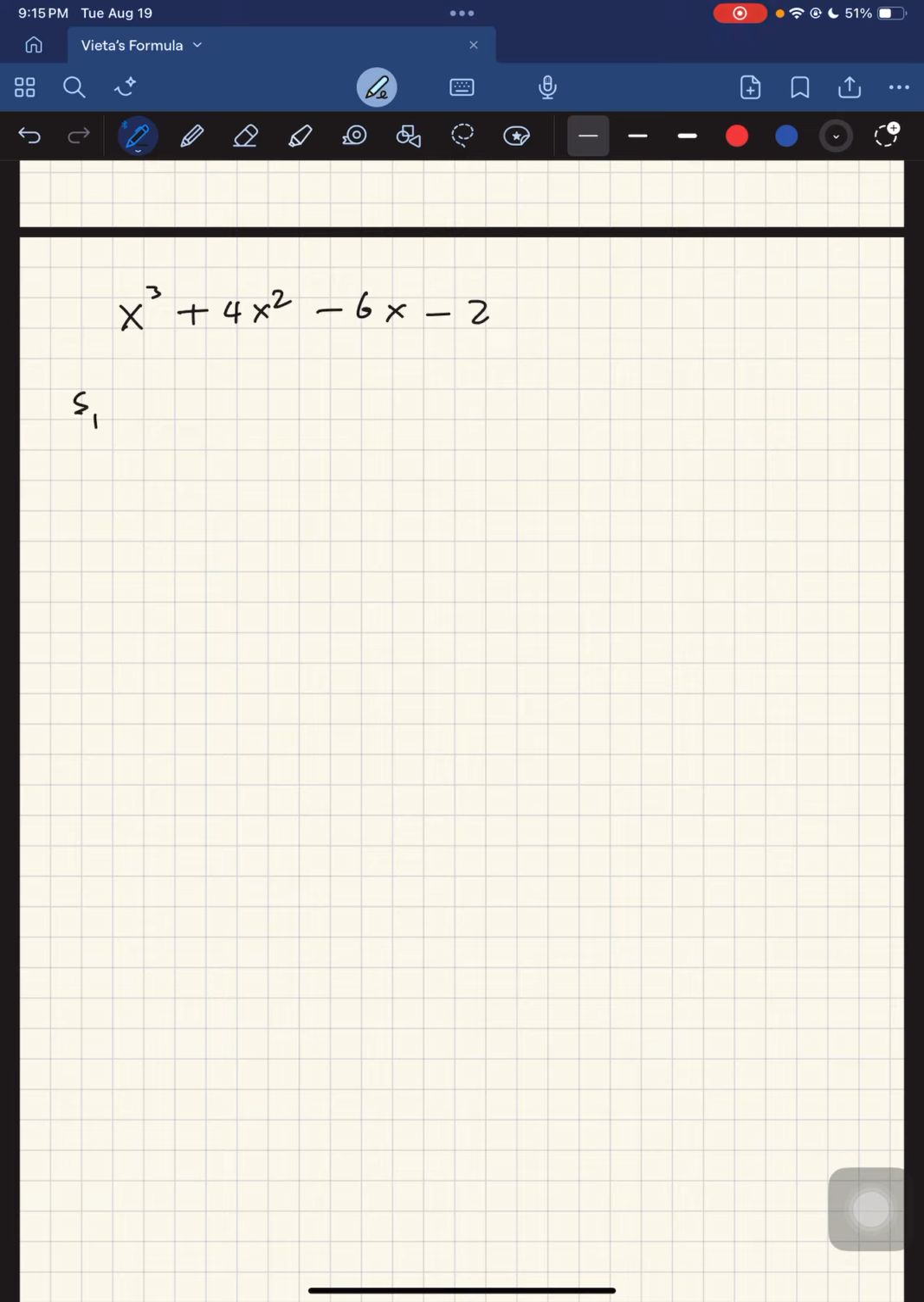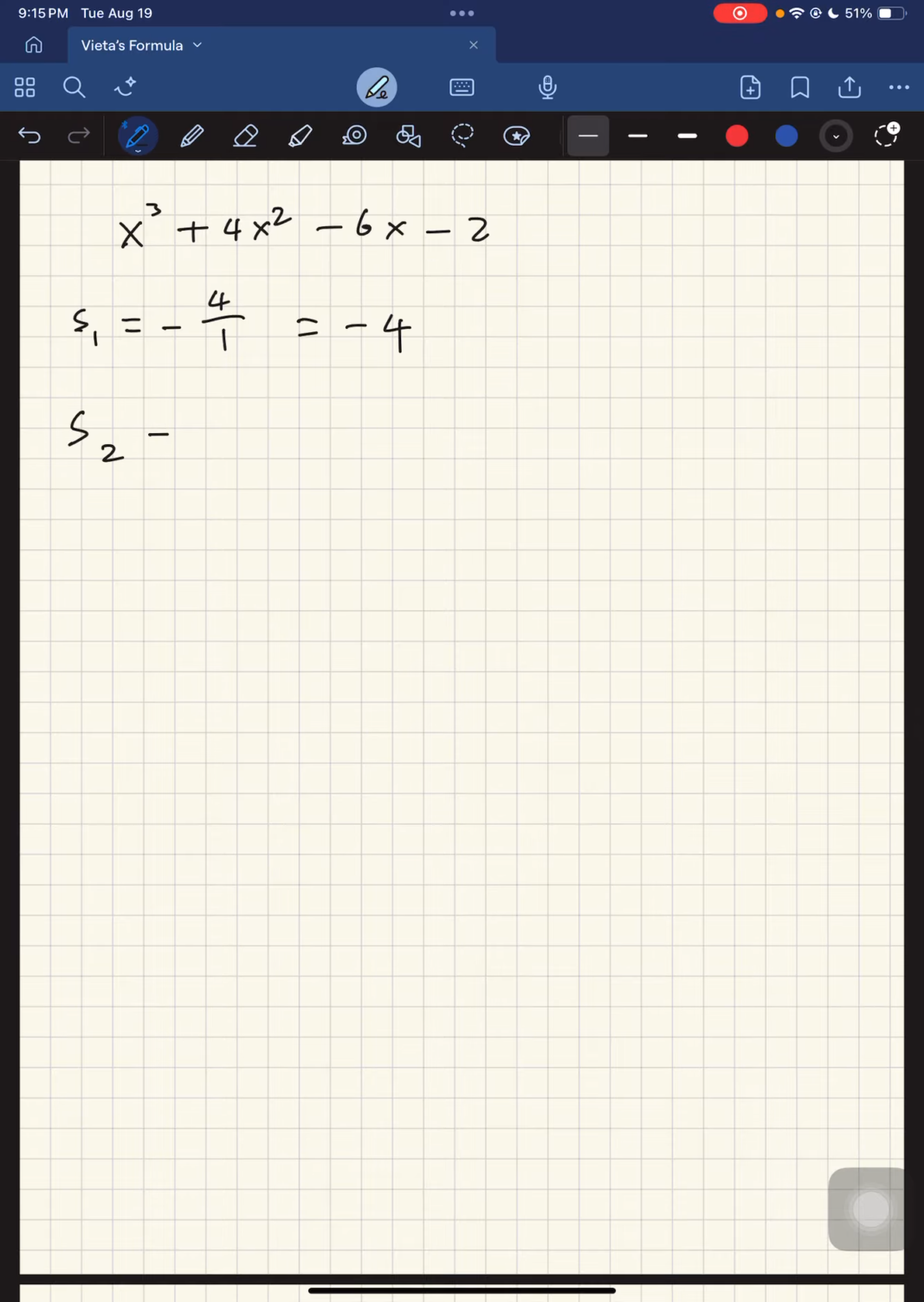So S1 is going to be equal to negative a_{n-1} over a_n. So I guess it's just going to be equal to 4 over 1, which is the coefficient of x^2 over the coefficient of x^3, and you multiply by negative 1, which is going to be equal to negative 4. And then S2 is going to be equal to negative 6 over 1, which is going to be equal to negative 6, because we're not going to multiply by negative 1 again. And then S3 is just going to be equal to negative 2 over 1, and then you're going to multiply the whole thing by negative 1, which is going to be equal to 2.